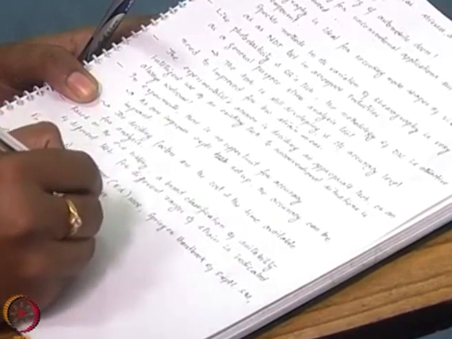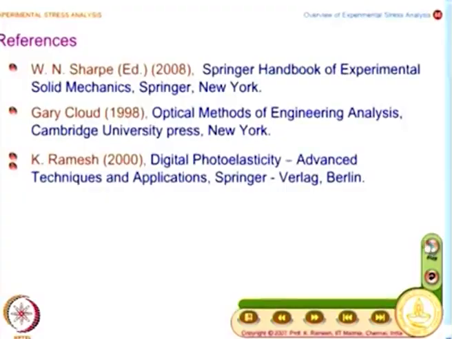Then you have a book on digital photoelasticity written by me, and this completely covers the development of photoelasticity from conventional techniques to digital photoelasticity, and exhaustively gives you various methodologies including phase shifting techniques and Fourier transform techniques, color image processing methods, and also application to fracture mechanics and stress separation, etc.